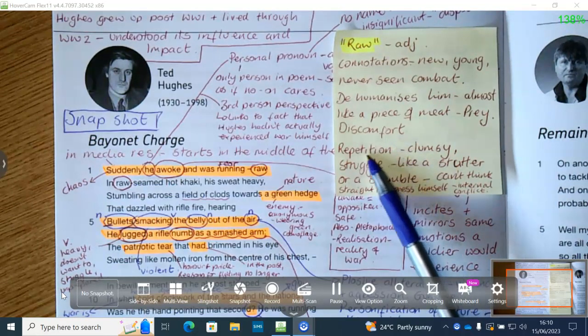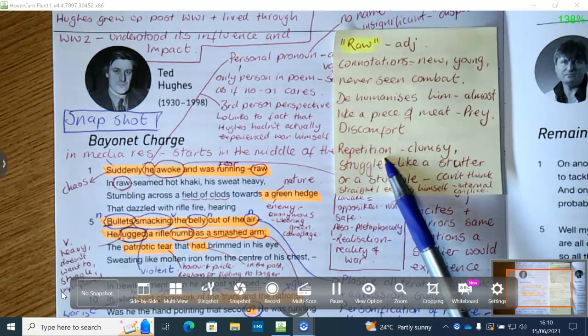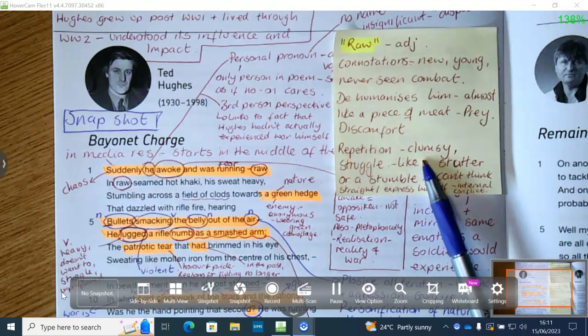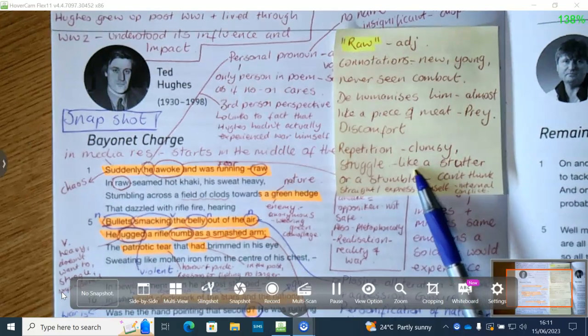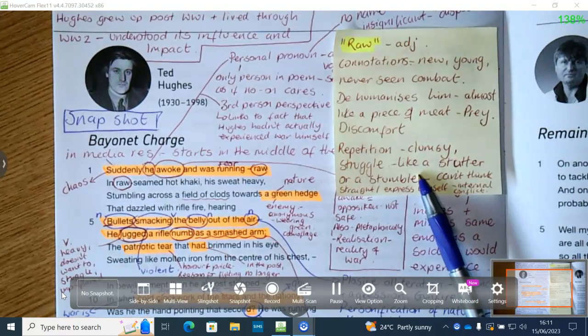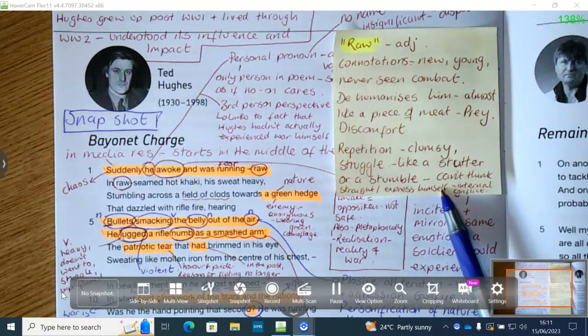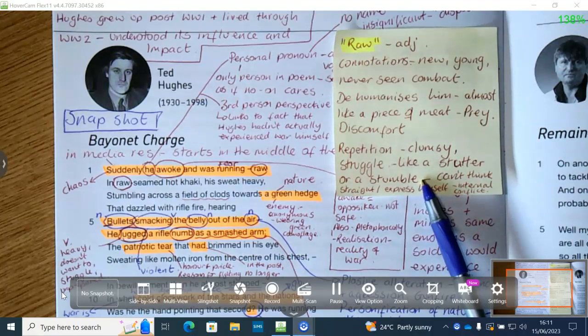And the word raw is then repeated, so we can also write about the repetition. Now this isn't because Hughes couldn't think of any better words to write. He's done this deliberately, so we've got to think about what's the effect here. It seems kind of clumsy, the fact that it repeats so quickly after the first instance. And it almost seems like a stutter or some kind of struggle. And that reflects maybe how the soldier's feeling waking up and suddenly having to burst into action. Almost like he can't think straight, or he can't express himself, as if he's sort of stumbling over his feet as he starts running because he's still half asleep.